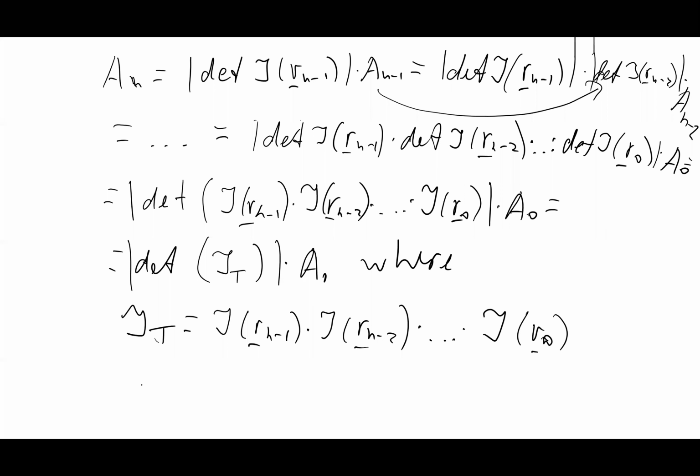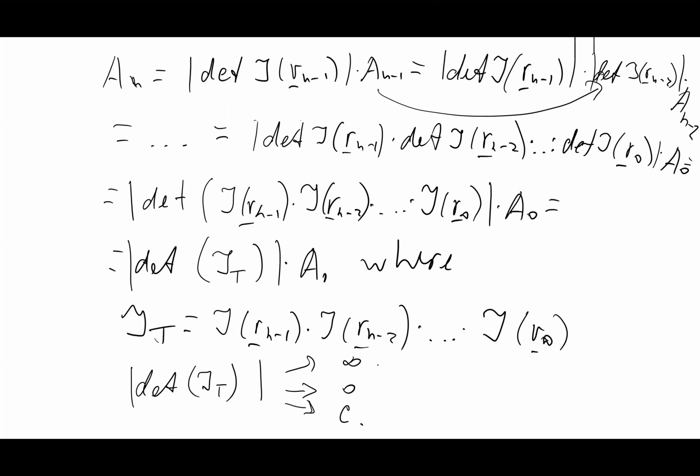Now the question is what happens to this determinant of J total. Whether it tends to infinity, to 0, or stays at some fixed value. So this would be area expanding. This would be dissipative. And this would be conservative.